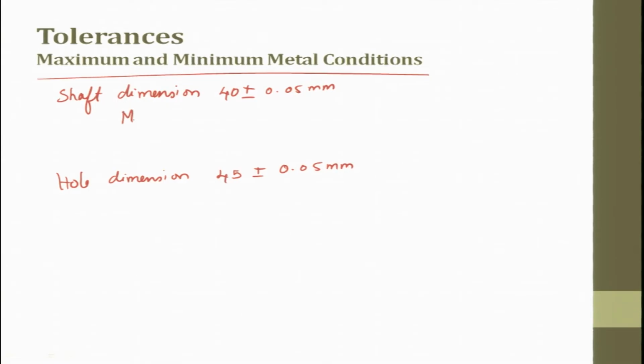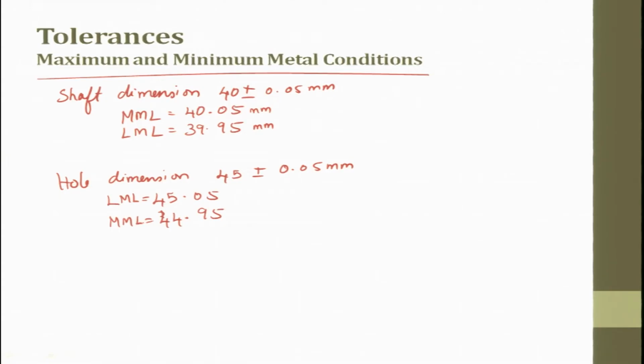So, what will be the maximum material limit and least material limit for a shaft? It will be 40.05 and this will be 39.95. All these things are in millimeters. Same way, when you talk about the hole, it will be 45.05 and it will be 44.95. So, here this will be the LML and this will be the MML.